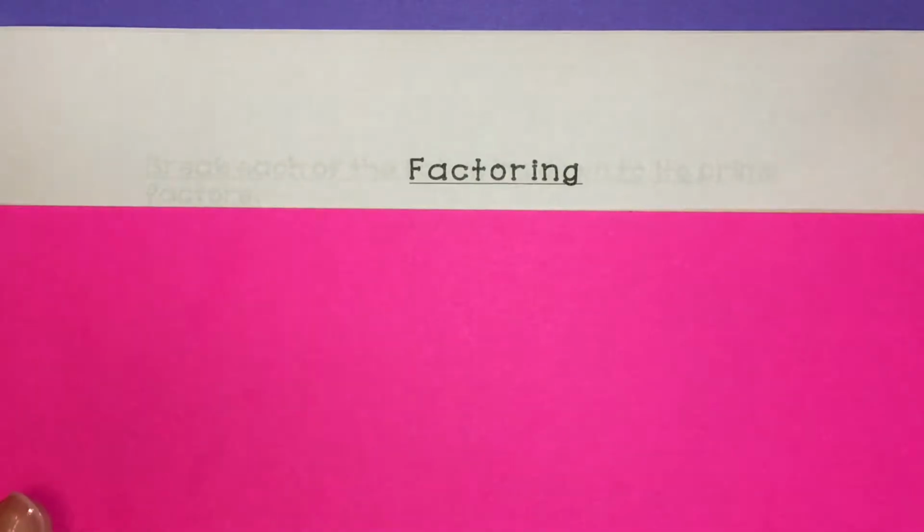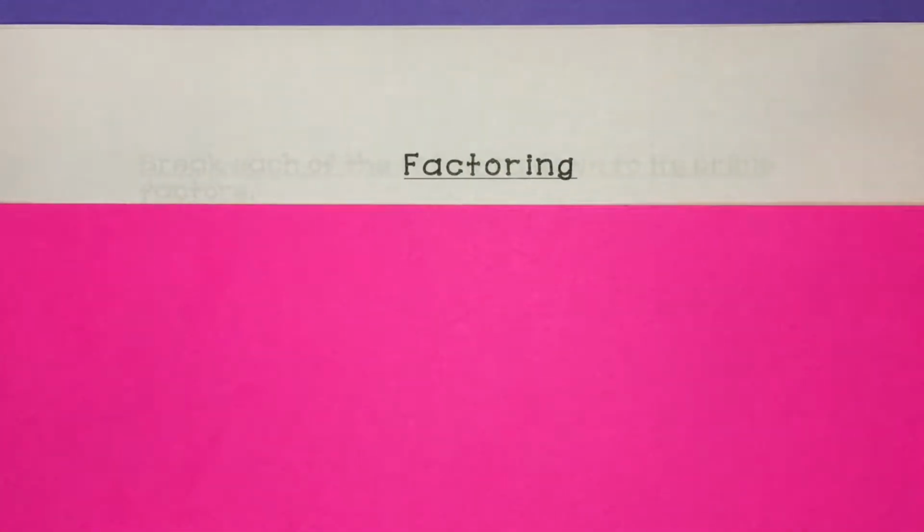This video is on factoring. So we're going to factor some numbers and variables multiplied together. So when we factor, that means we're breaking a term, because it could be a number or it could be numbers and variables multiplied together.